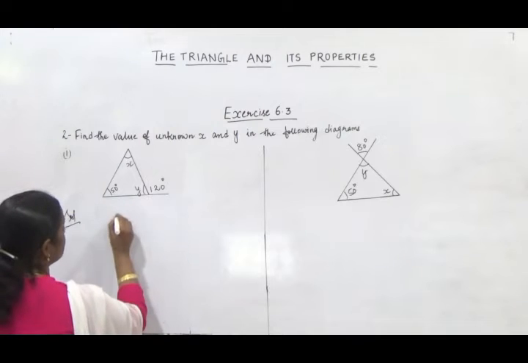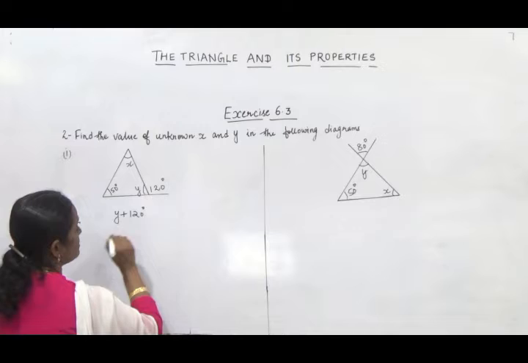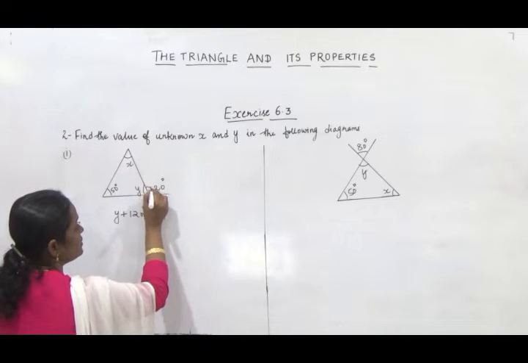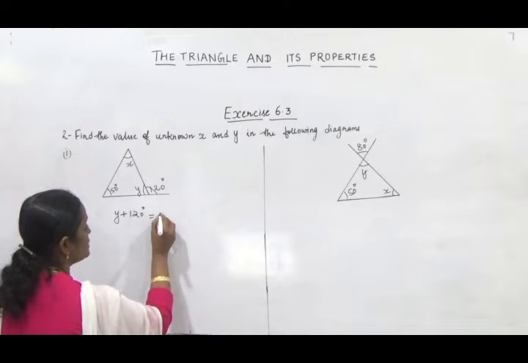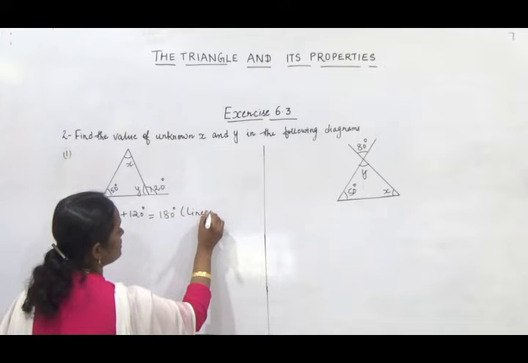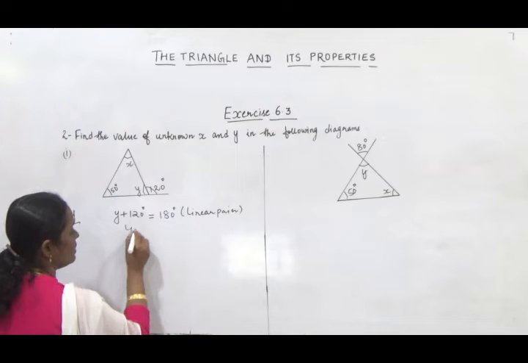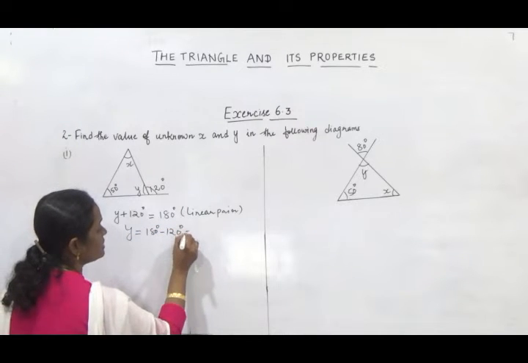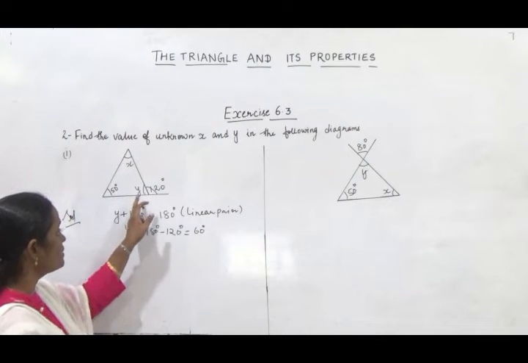Here the first one is y plus 120 degrees. This exterior angle 120 degrees and y are forming a linear pair. So y plus 120 degrees is equal to 180 degrees because they are forming a linear pair. So what we get, y is equal to 180 minus 120, which is 60 degrees. Now we have found the value of y.